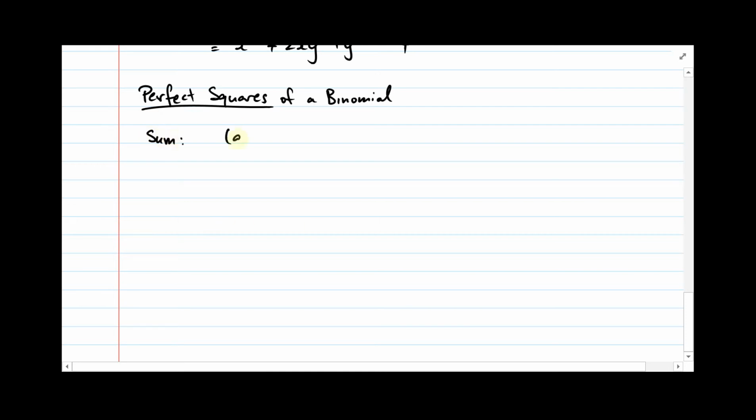So if I had a binomial a plus b and I square it, let me just give you the forms and then we will show that these are correct by using first the FOIL method. But I want to just write out the format: a squared plus 2ab plus b squared, a squared minus 2ab plus b squared, and talk about it a bit.